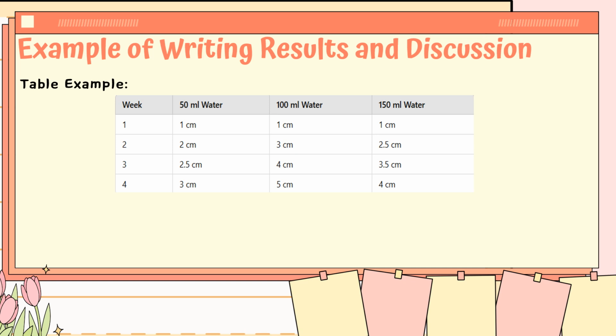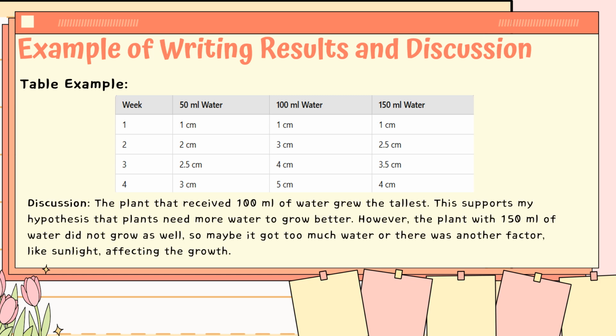Here's the table example. As you can see and observe in the table, in the discussion, we can present that the plant that received 100 milliliters of water grew the tallest. This supports my hypothesis that plants need more water to grow better. However, the plant with 150 milliliters of water did not grow as well, so maybe it got too much water or there was another factor like sunlight affecting the growth.